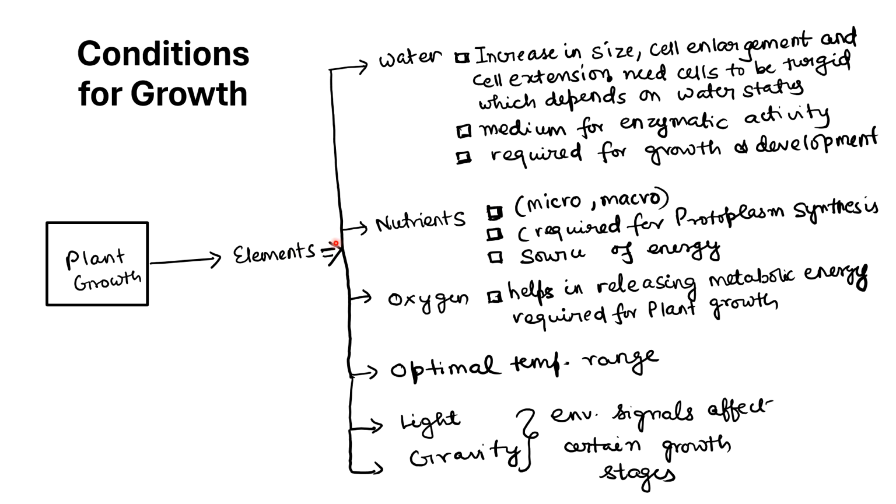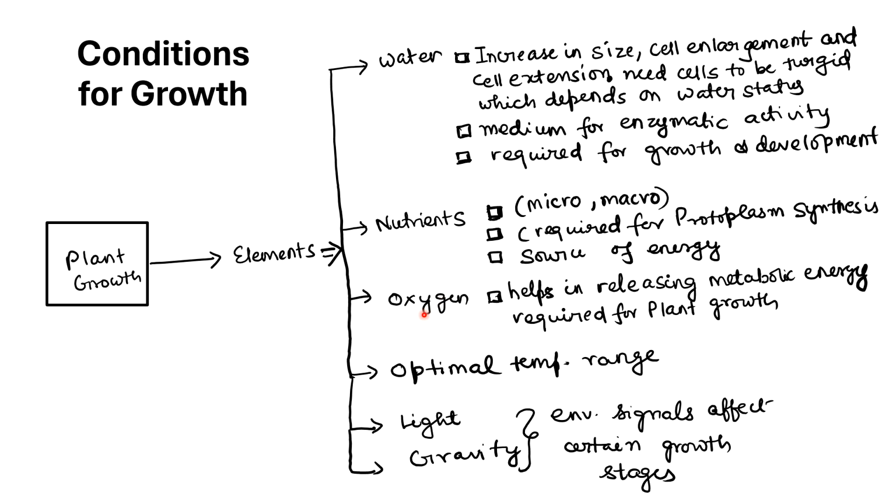The second important element is nutrients. The elements which are required in less quantity are called micronutrients, and those required in more quantity are called macronutrients. Nutrients are essential because they can act as a source of energy. Also, they are required for the synthesis of the protoplasm.